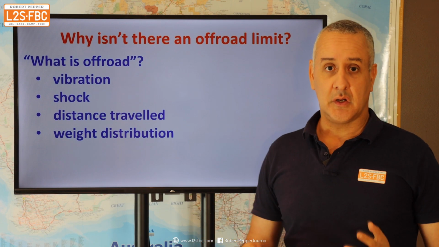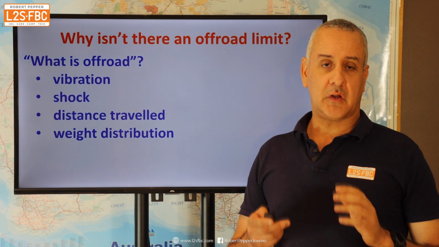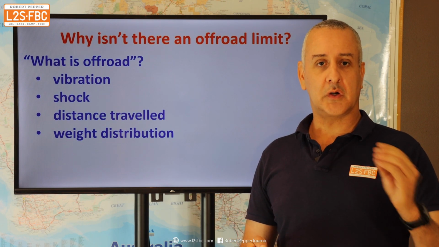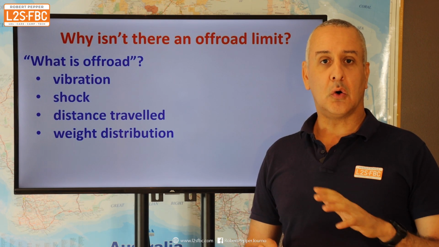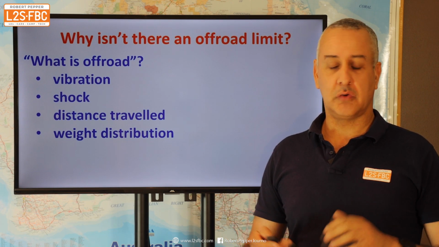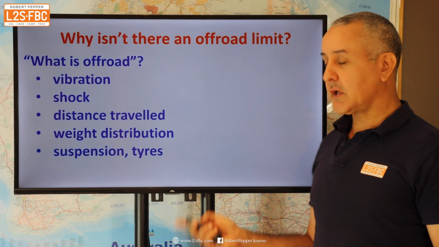Your weight distribution. One important point about roof racks is you have to distribute the weight evenly. You can't say, okay, we can put 80 kilos up there, and it's all going to go in one corner. It doesn't work like that. All limits assume an equal or even weight distribution across the rack. And also your suspension and tyres.